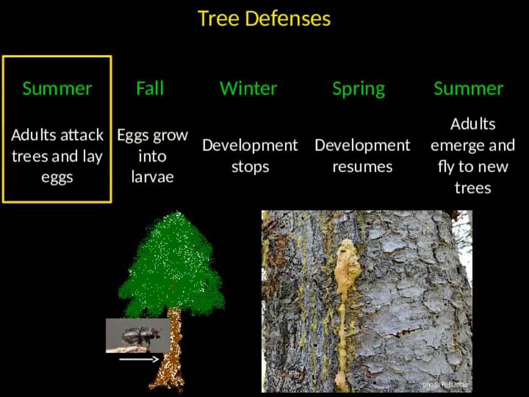The trees, however, are not passive. They try to defend themselves by producing pitch to literally pitch the beetles out of the tree. And a tree can only do that if it's healthy. If it's a drought-stressed tree, then those defenses are much reduced. So precipitation, rainfall and snowfall also have a large influence on beetle attack success.